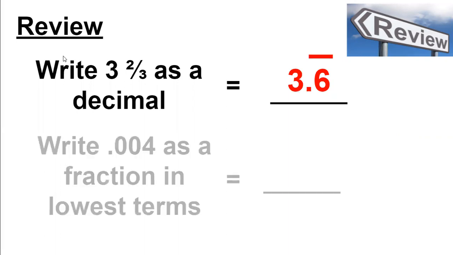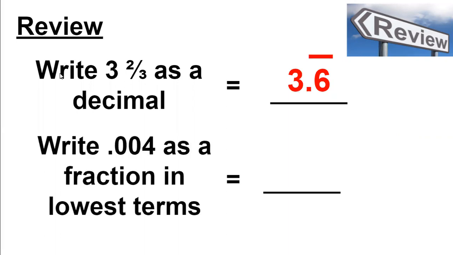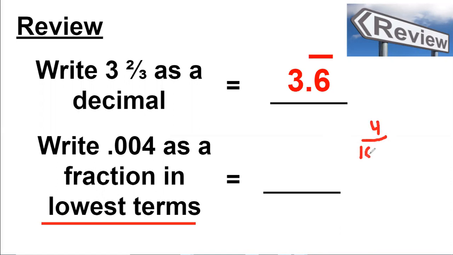Let's try the other way. This time we have a decimal and we want to write it as a fraction, and the key word here is in lowest terms. So how do we say this number? We say tenths place, hundredths place, thousandths place. So this number is really 4 over 1,000. And that is not in lowest terms. So we have to reduce.